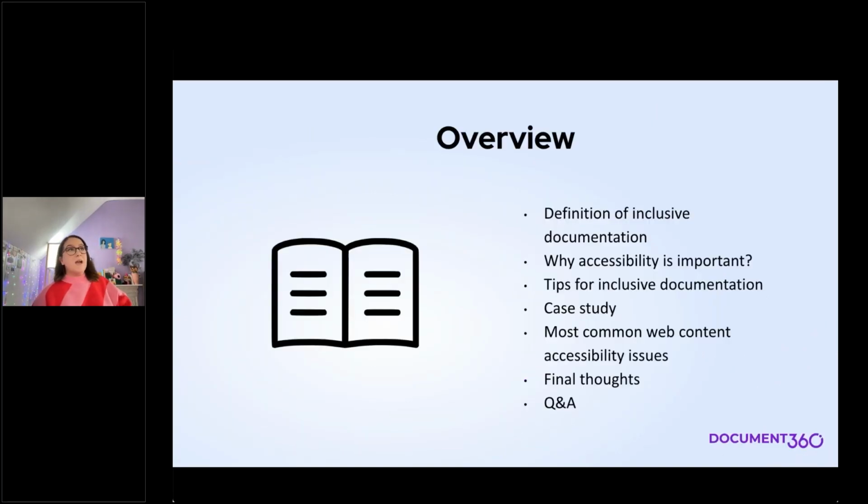So we've got roughly an hour together today, so we've got lots to get through, but here's a quick overview as to what the agenda will be. I'll be kicking off with what the definition of inclusive documentation is, and then I'll go over why accessibility is important, and then I'll dive into some tips on how to apply inclusive language into your documentation, and then I'll walk through a case study about identifying inclusive language, and then we'll talk over some of the most common web content accessibility issues, and then we'll have some final thoughts, and then hopefully we'll have around 20 to 30 minutes at the end for the Q&A.